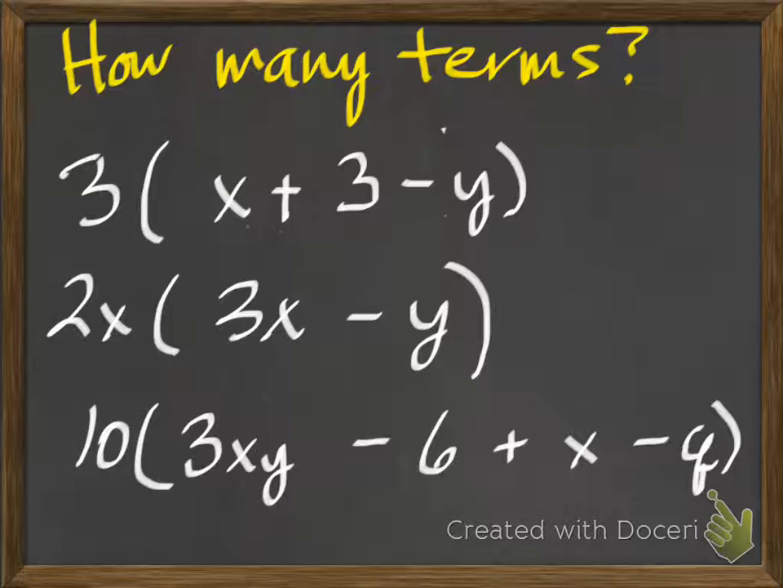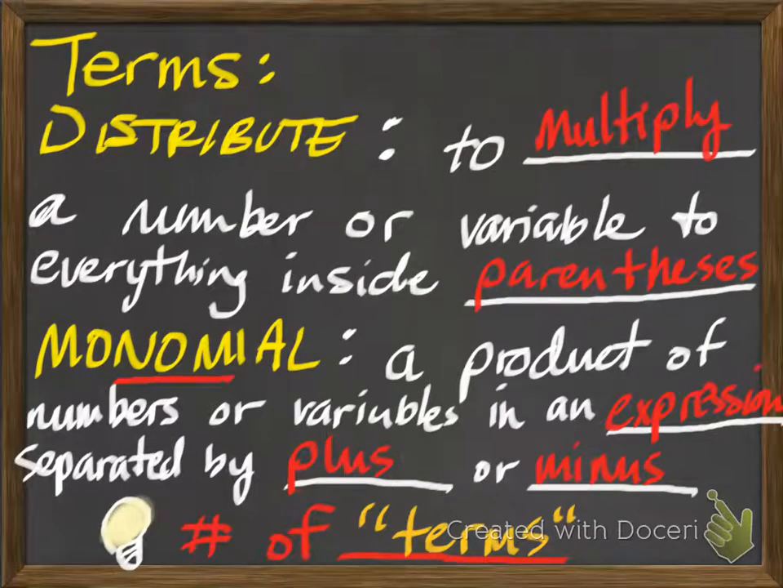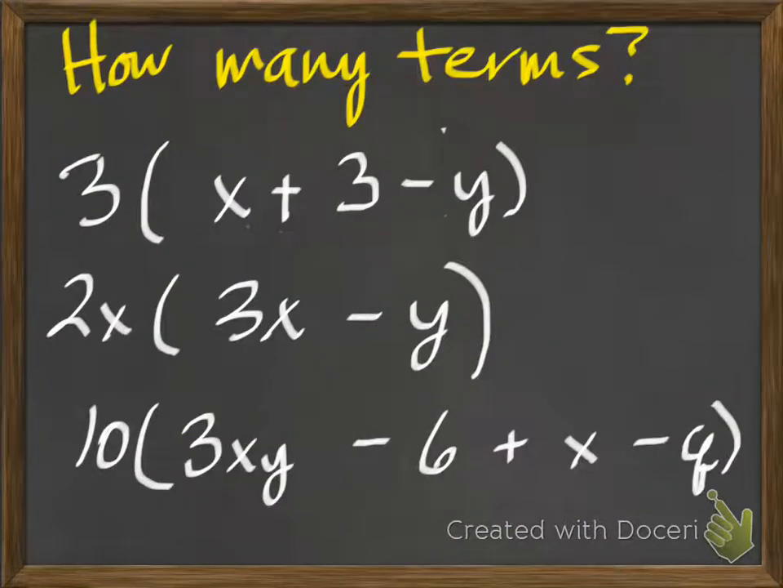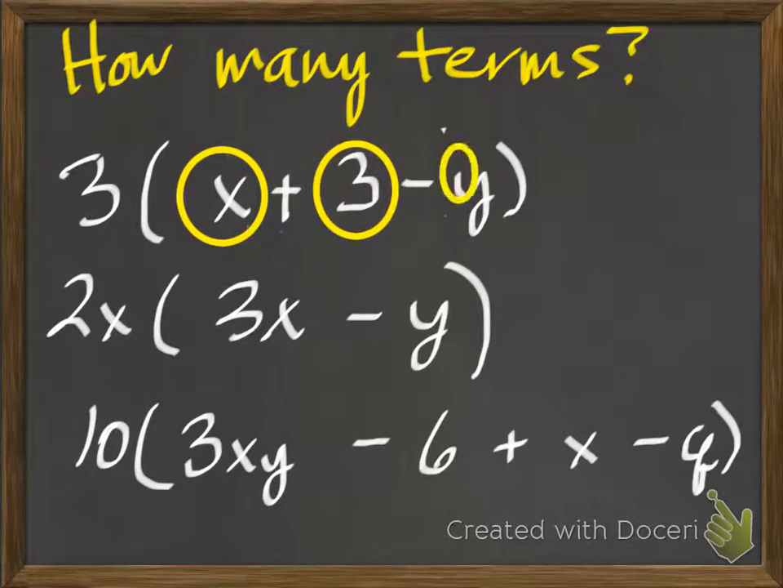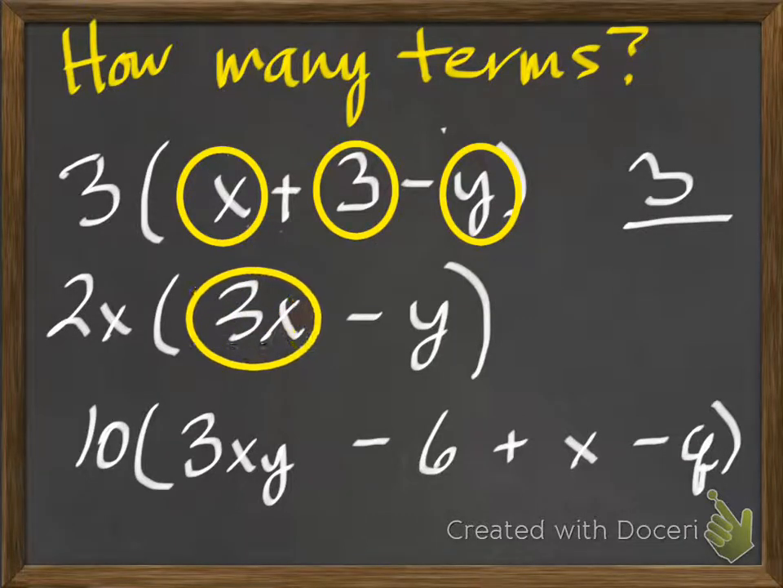So let's see how many stores we have, or how many terms. Remember, back 2 slides, a monomial is a product of numbers or variables in an expression separated by plus or minus. That's our number of terms we're looking at. So let's look at these. How many things do we have separated by plus or minus? Got 1, 2, 3 on that one. Let's look at the second one. 1, 2 things separated by that minus. And the last one, got 1, 2, 3 pluses or minuses.